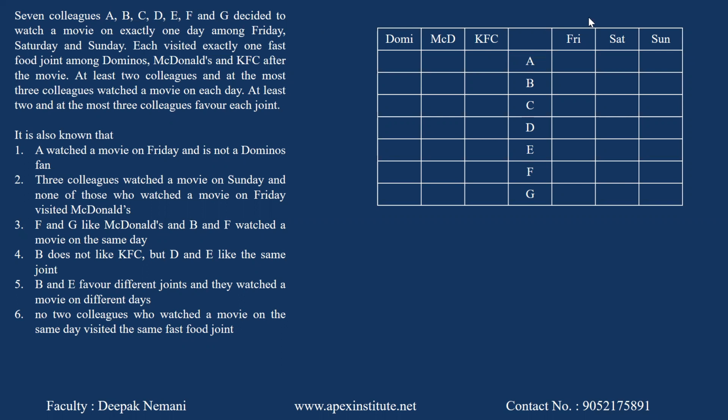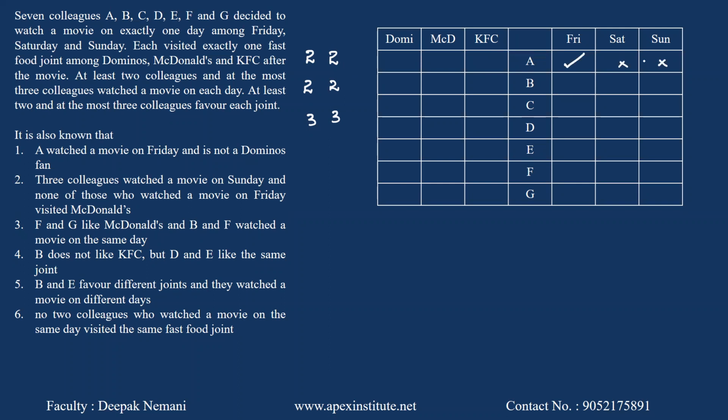Now at least 2 colleagues and at most 3 colleagues watched a movie on each day. So 2 plus 2 plus 2, 6. So you have total 7. So you have 2 persons watching a movie on one day, 2 persons on the second, and 3 persons on the third day. And at least 2 and at most 3 colleagues favor each joint. So you have 2 colleagues favoring one joint, 2 colleagues favoring the other, 3 colleagues favoring the third.